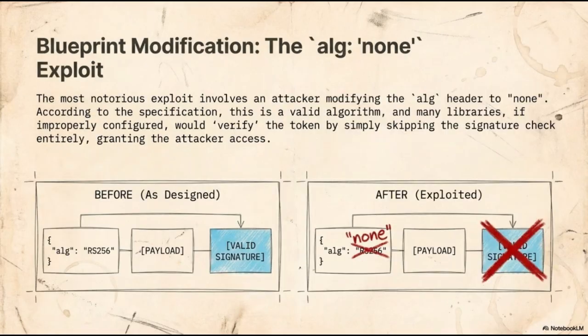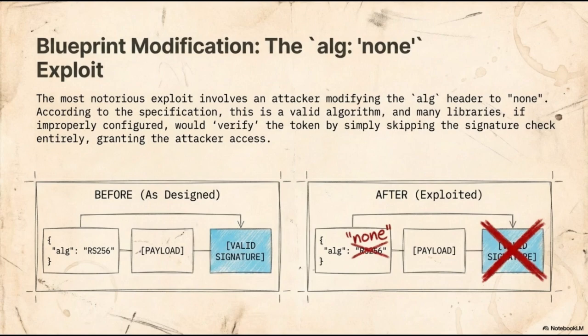Moving on to one of the most well-known vulnerabilities in JWT security, the alg-a-none exploit. As you can see on the left, a standard secure token uses a defined algorithm, like RS256, to ensure the signature matches the payload. The exploit occurs when an attacker modifies the header to specify the algorithm as none.